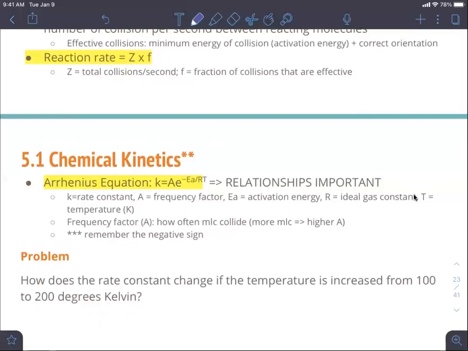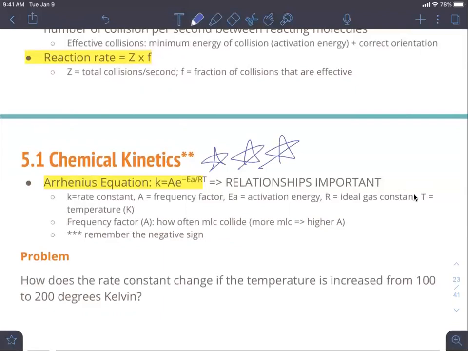So absolutely know this equation. This is a very important equation. It is key to chemical kinetics. But don't worry, you won't have to actually do this equation because you definitely need a calculator for that really big exponent. But you just need to know the relationships here. And the relationships are kind of tricky, so we'll go through this.